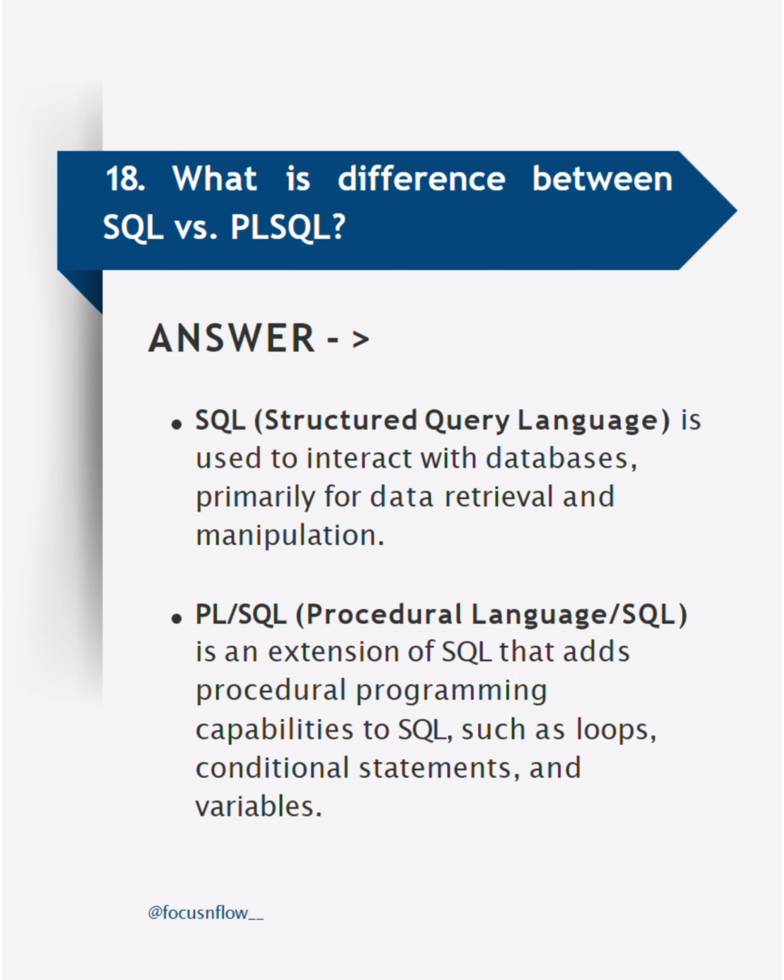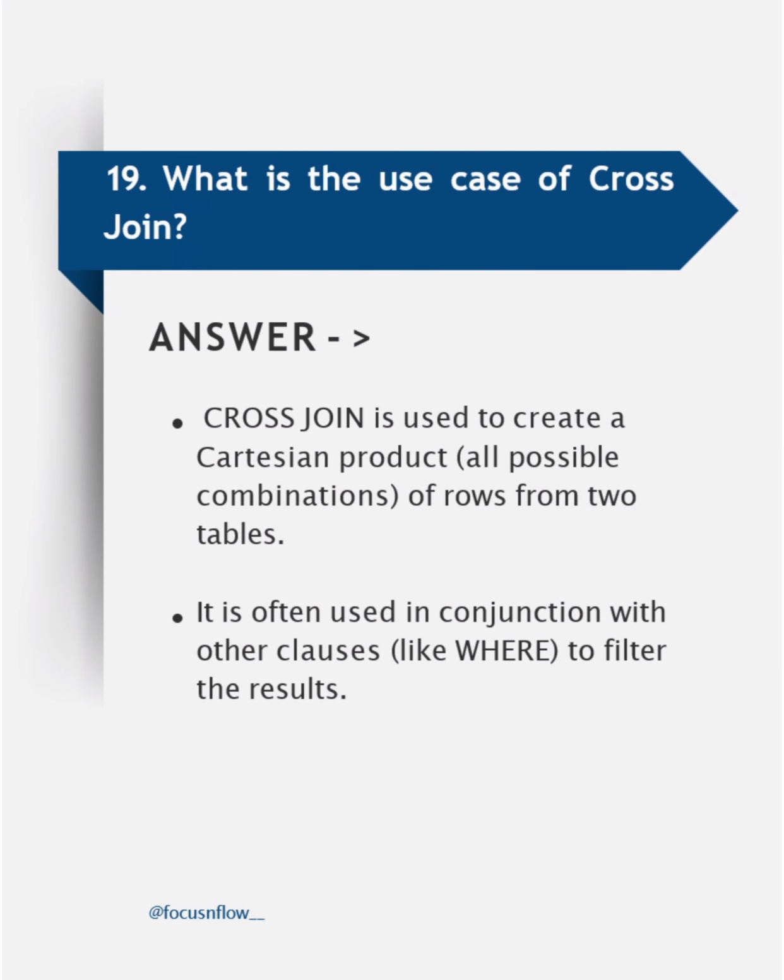Next, what is the difference between SQL and PL/SQL? SQL stands for Structured Query Language and is used to interact with databases primarily for data retrieval and manipulation. PL/SQL is an extension of SQL that adds procedural programming capabilities to SQL such as loops, conditional statements, and variables. Question 19. What is the use case of cross join? Cross join is used to create a Cartesian product, that is all possible combinations of rows from two tables. It is often used in conjunction with other clauses like where to filter the results.